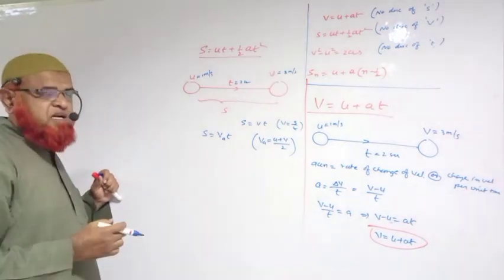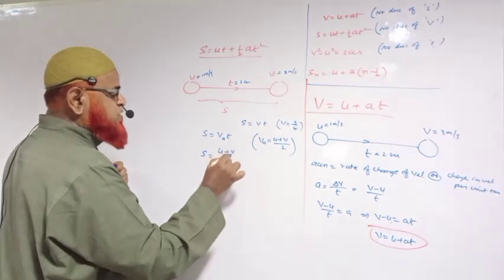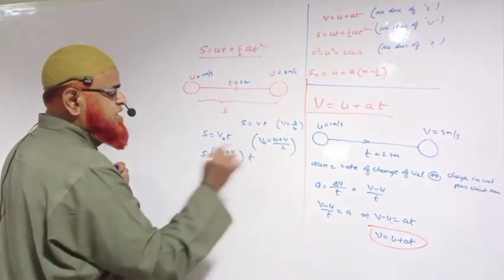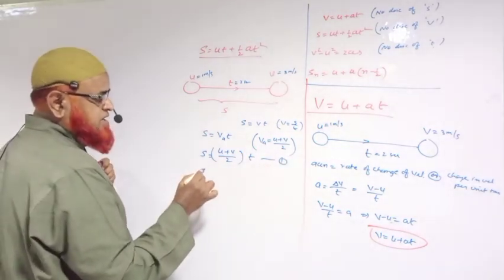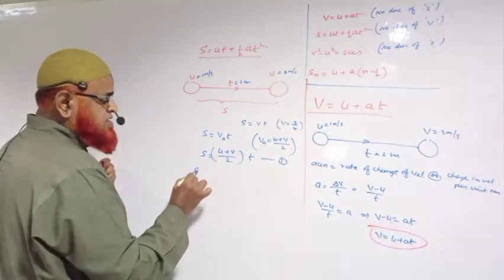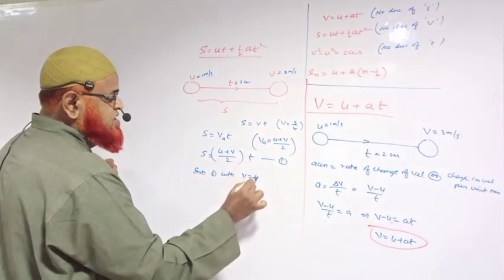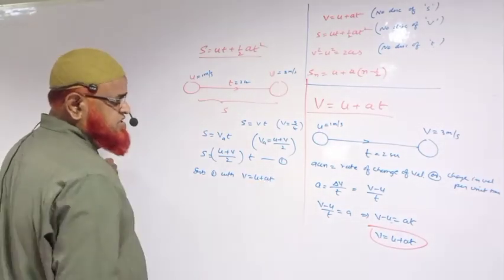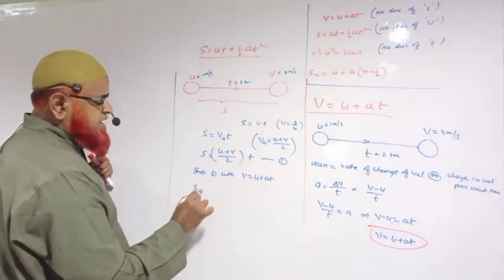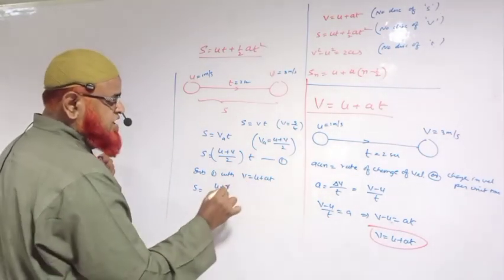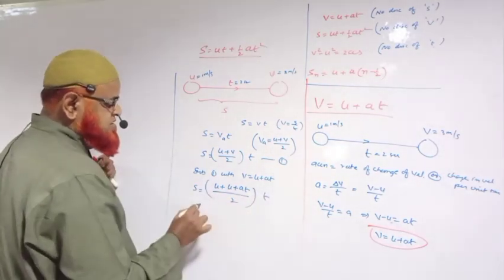This is just like the arithmetic mean, you can say. So what are you going to write now? Displacement s = ((u + v)/2) × t. Okay, this is equation number 1. Can you write this in such a way, substituting v = u + at, that is the first equation of motion we have got? Then in this case, s can be written with v as u + at, so s = ((u + u + at)/2) × t.